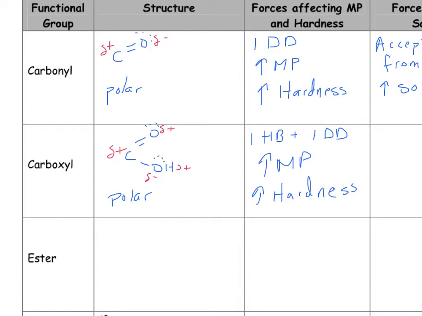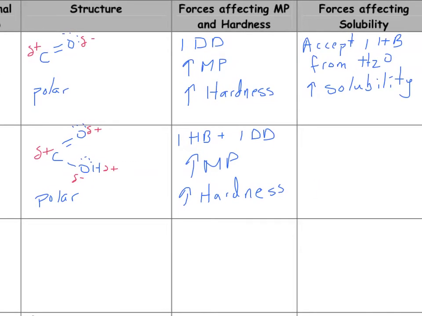When I try to dissolve a carboxyl functional group in water, again, I can make two different forces. On the OH part of the carboxyl functional group, I can make a hydrogen bond. But because there's no H directly attached on the double bonded O, I can accept one here, which is still a pretty strong attraction. This again drastically increases the solubility of the compound.